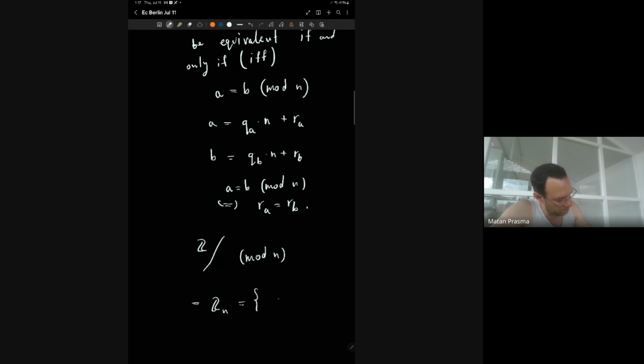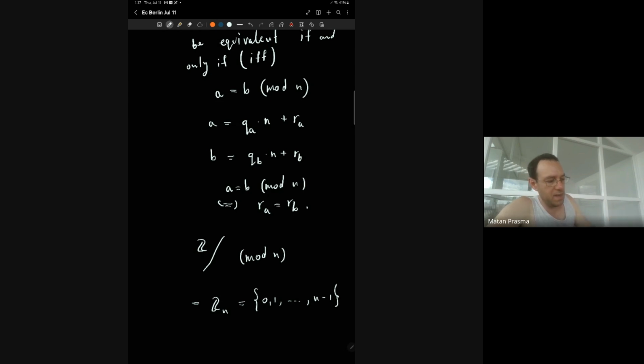One way to represent it is to look at the numbers 0 up to n minus 1. This is an exhaustive list of representatives for integers modulo n, because every other integer would be equivalent to one of these elements in this list modulo n.